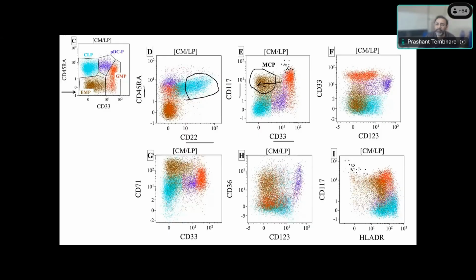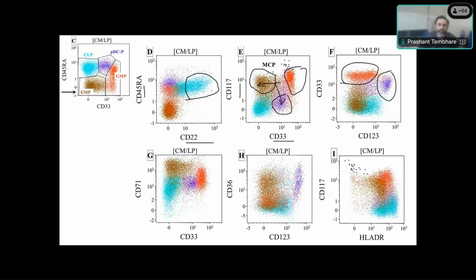Then we have granulocytic precursor, which are CD33 positive, nicely. Granulocytic monocytic precursor, they are CD117 nicely positive here, right? Then we have dendritic purple color cell population, which is CD123 bright here and CD33 positive, but CD117 negative. They have gone like this.